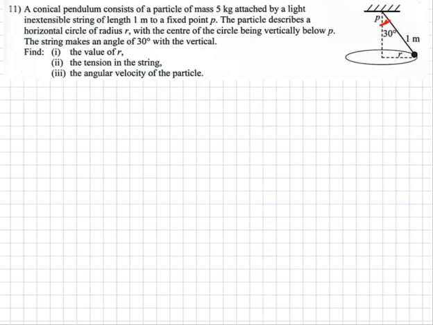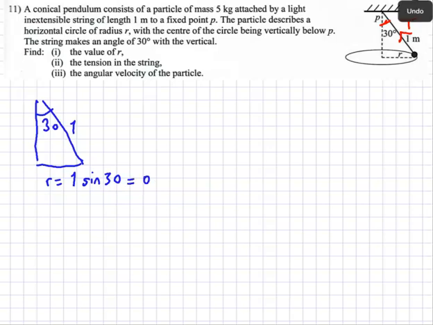So we're going to find the radius. We have to find the tension that's in that string, and then what speed it is going around in that circular motion. So looking at that right angle with the angle of 30 degrees, the hypotenuse of 1, we end up with that opposite being 1 sine 30, which works out as a half, 0.5. So that's the radius.